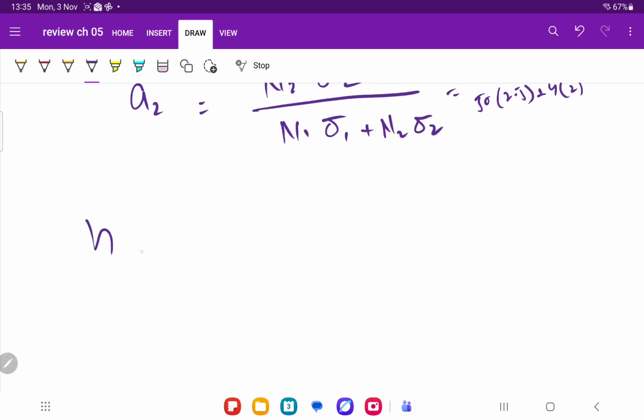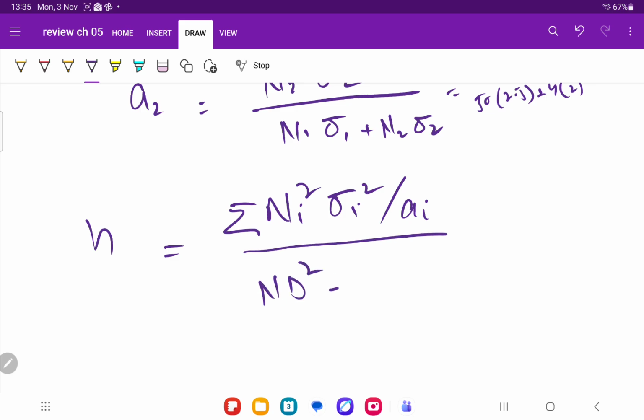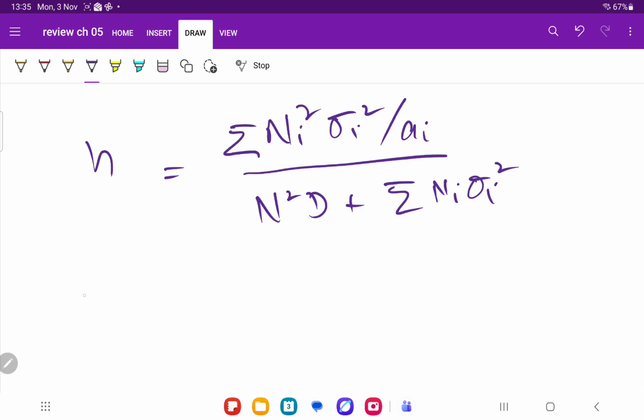Now what is the n? N is, we have just seen the formula, n summation Ni square sigma i square over ai divided by n square d plus... that's it. So we just need to put the values inside the formula.